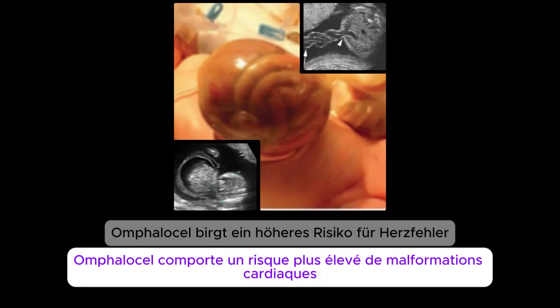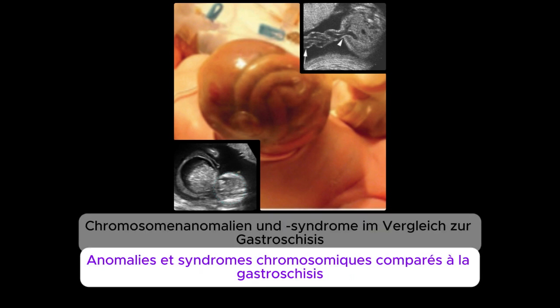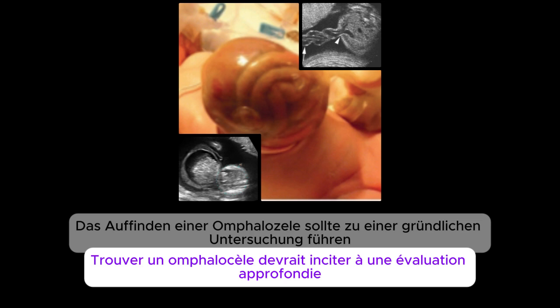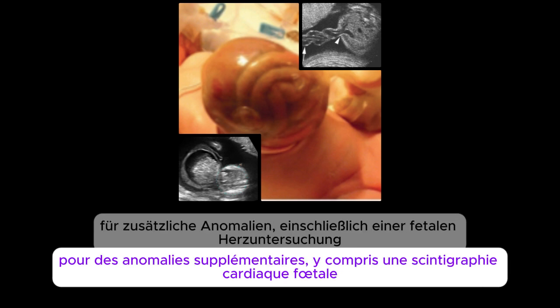Omphalocele carries a higher risk of heart defects, chromosomal anomalies, and syndromes compared to gastroschisis. Finding an omphalocele should prompt thorough evaluation for additional anomalies, including a fetal heart scan.